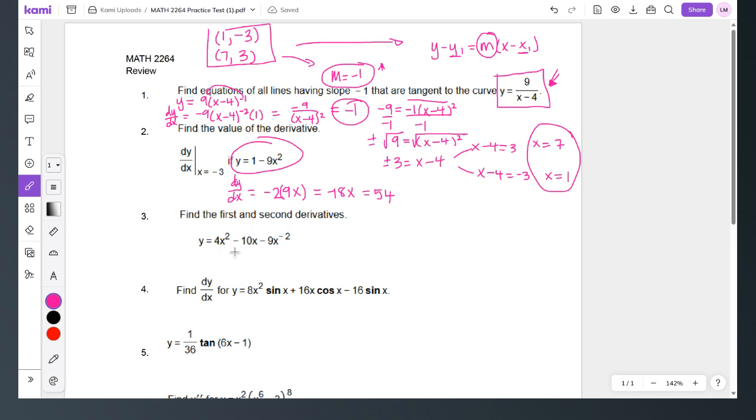Number 3, we're just finding the first and second derivative, dy/dx. So when I scan this, there's no product rule, no chain rule, no quotient rule, it's just straightforward. So the derivative is 8x minus 10 plus 18x to the -3. So moving this to the front, multiplying down 1 on my exponent.